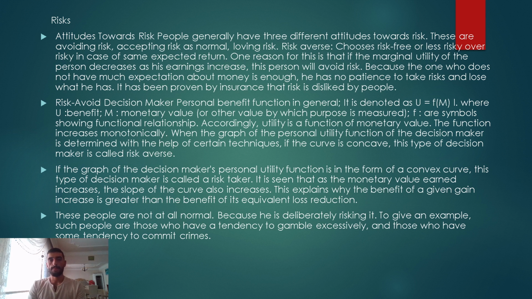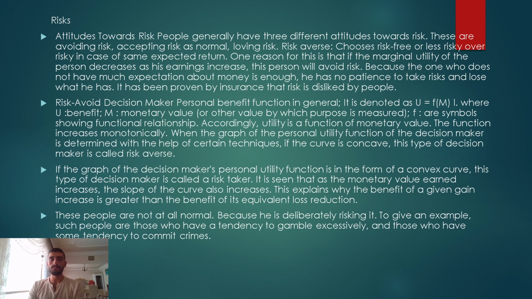When the graph of the personal utility function of the decision maker is determined with the help of certain techniques, if the curve is concave, this type of decision maker is called a risk averse. If the graph of the decision maker's personal utility function is in the form of a convex curve, this type of decision maker is called a risk taker.